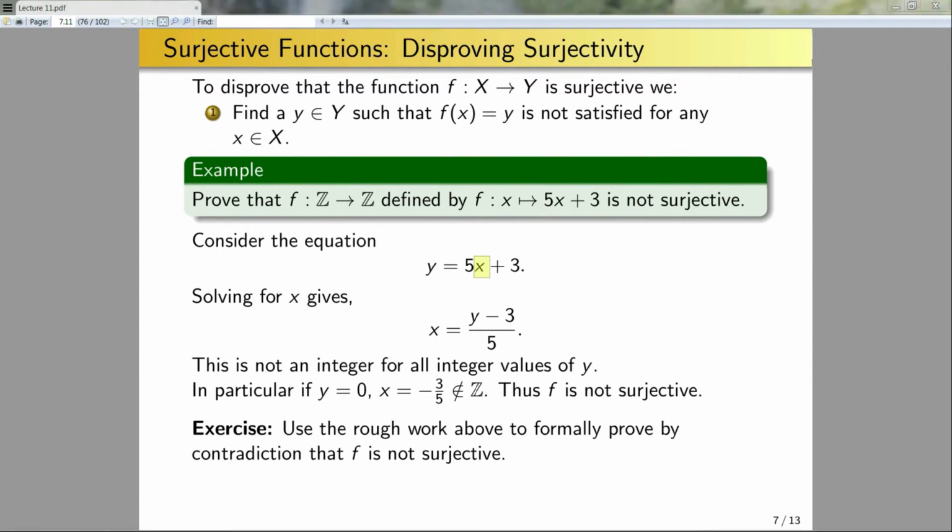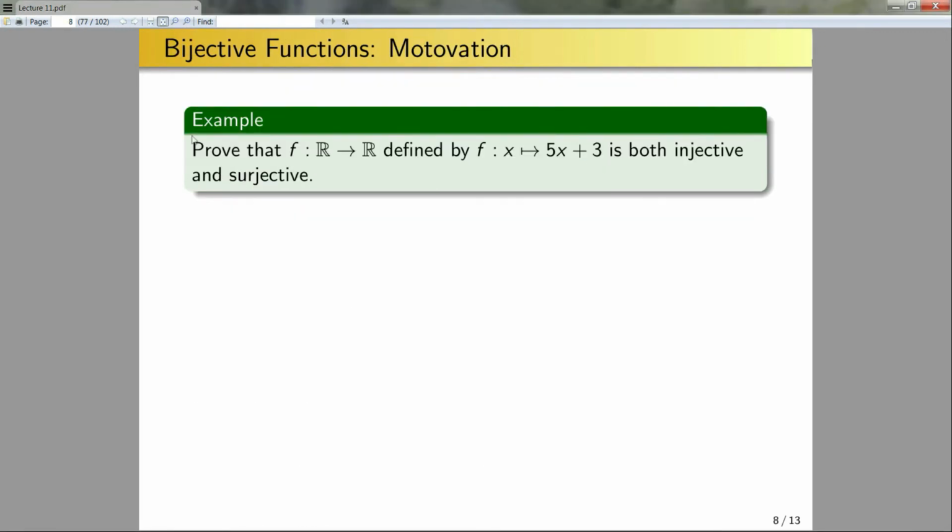So now we have surjective functions, we have injective functions. Are there functions that are both? Well, yes. So prove that f mapping from R to R defined by this linear mapping is both injective and surjective. So do recall that previously we showed that this function, if I was mapping from the integers to the integers, was not surjective. So do keep that in mind, that again, picking your domain and codomain can change whether or not a function is injective or surjective.